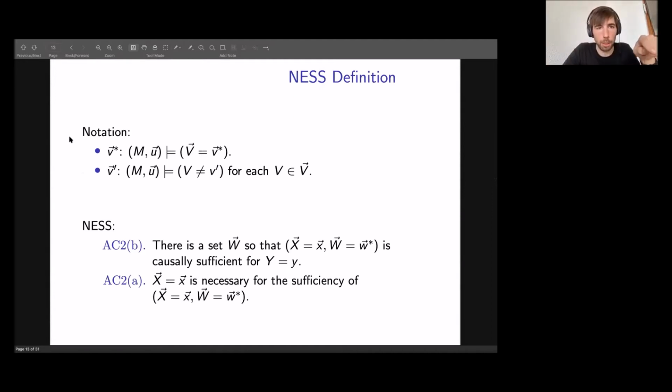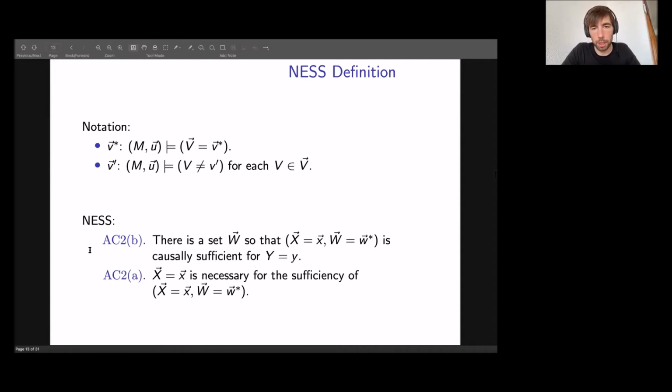If values are superscripted by a star, it means I'm referring to values that are actually occurring in the setting, the actual setting. If I'm using superscript prime, it means that those are all values which are counterfactual, so they did not occur in the actual setting. And this is useful for spelling out the formulas because we want to be talking about actual values and counterfactual values. So the first element here is that we want to express sufficiency.